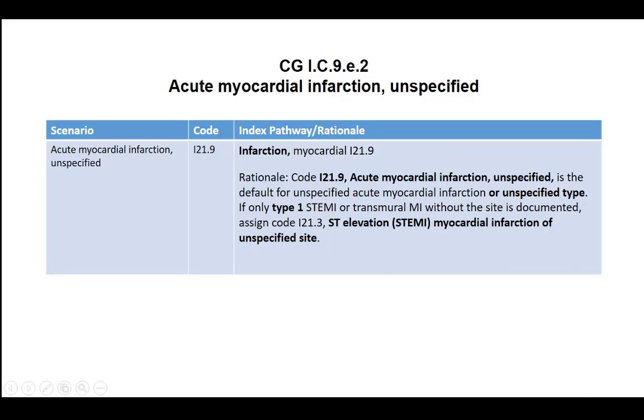The next guideline has to do with an unspecified AMI, acute myocardial infarction. When the documentation does not give you any more information as to where in the heart this happened, you're just going to use the I-21.9 acute MI unspecified code.